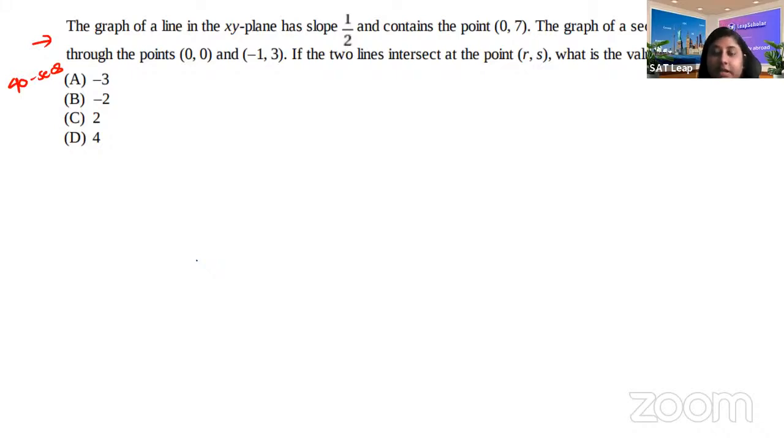Let's solve and I'll confirm that in a while. First, form the equation of a line based on the given information. The first information says the slope is 1/2 and it is passing through (0,7). So with this, you can form one equation. Another equation you can form by these 2 points. That is, the second line is passing through this and this.